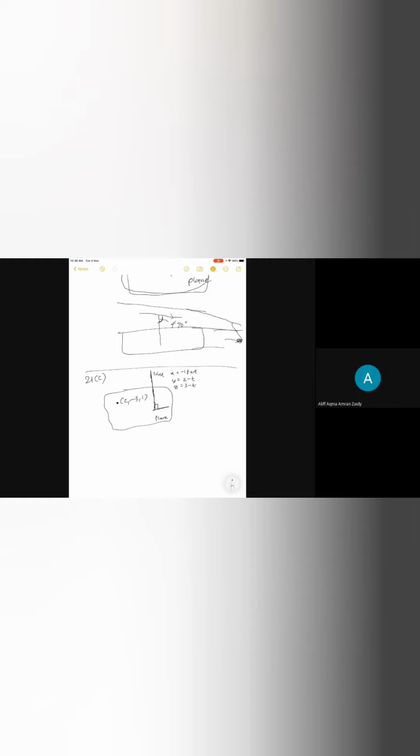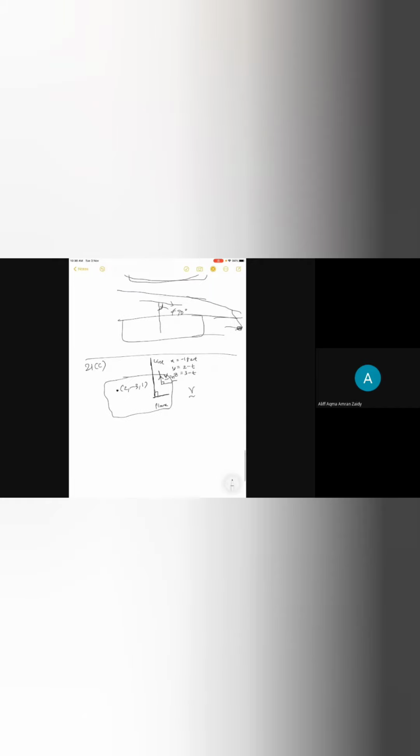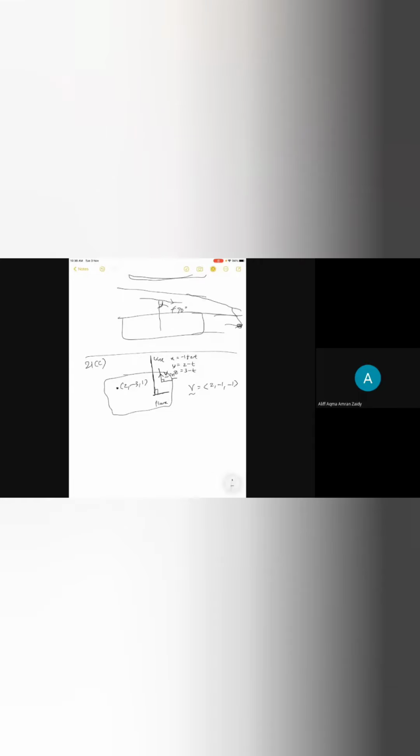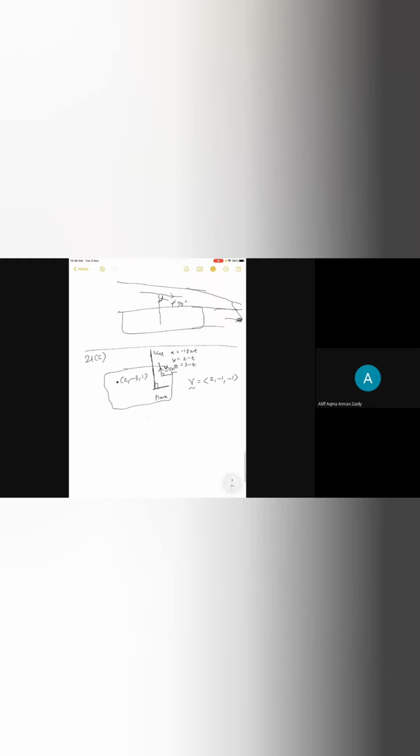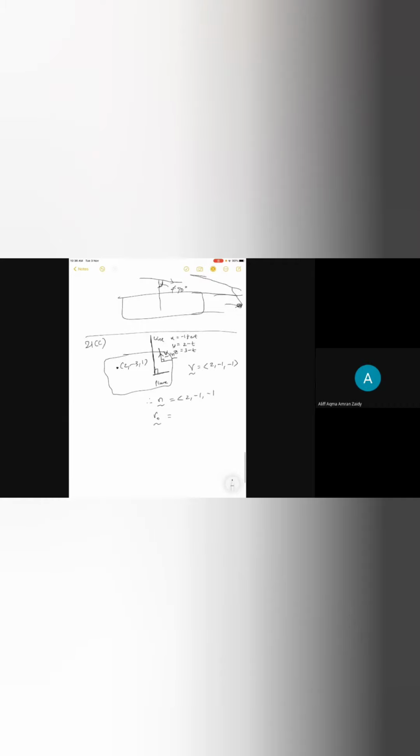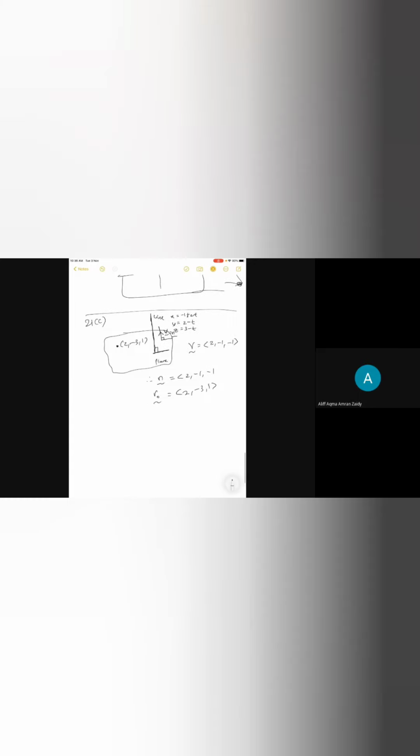Okay, so line ni dia ada v kan? Dia ada v, so v ni actually kita boleh guna sebagai n kita juga untuk plane ni. Okay, so apa v dia? Baca daripada sini dia adalah 2, negative 1, negative 1. Okay, the constant that associate with t. 2, negative 1, negative 1. So ini juga adalah n. And then the R0 dia dah bagi, ambil lah yang tu. 2, negative 3, 1.